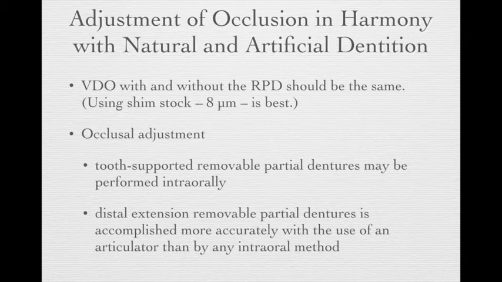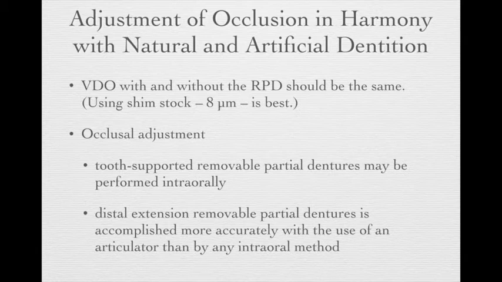Then you have to adjust the occlusion to be in harmony with the natural and artificial dentitions. The most important thing is that we don't want to change the patient's vertical dimension. So the vertical dimension with and without the RPD should be the same. The ideal is to use shim stock, because shim stock is the thinnest tool you can get from the clinic. It is only 8 micrometers thick. That's the best tool to check the patient's vertical dimension with and without the RPD.